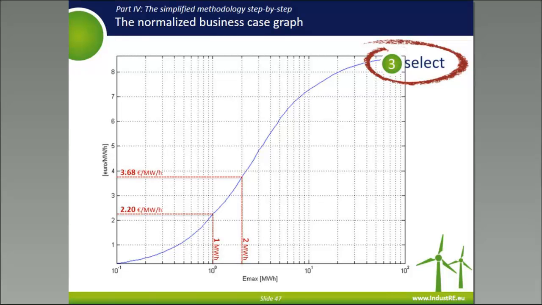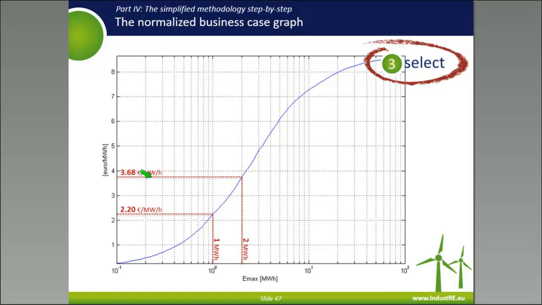In this slide, I'm going to get the pointer out again. Here you see the business case I explained to you earlier. So for a battery size of 1 megawatt hour, we can make a profit on average of 2.2 euro per megawatt per hour. If we double the battery size, but we keep the input and output power the same, so a 2 megawatt hour battery, the price does not double, but it is 3.68 euro per megawatt per hour.